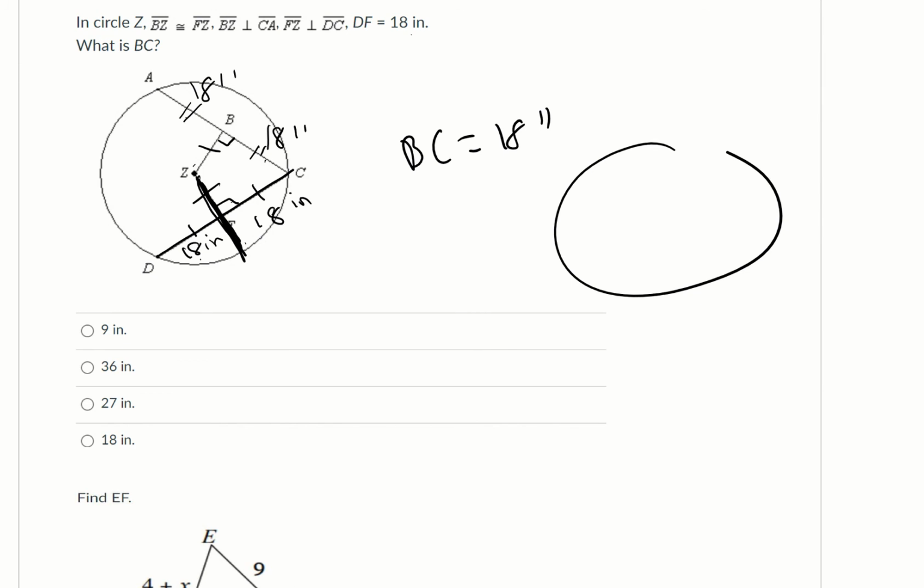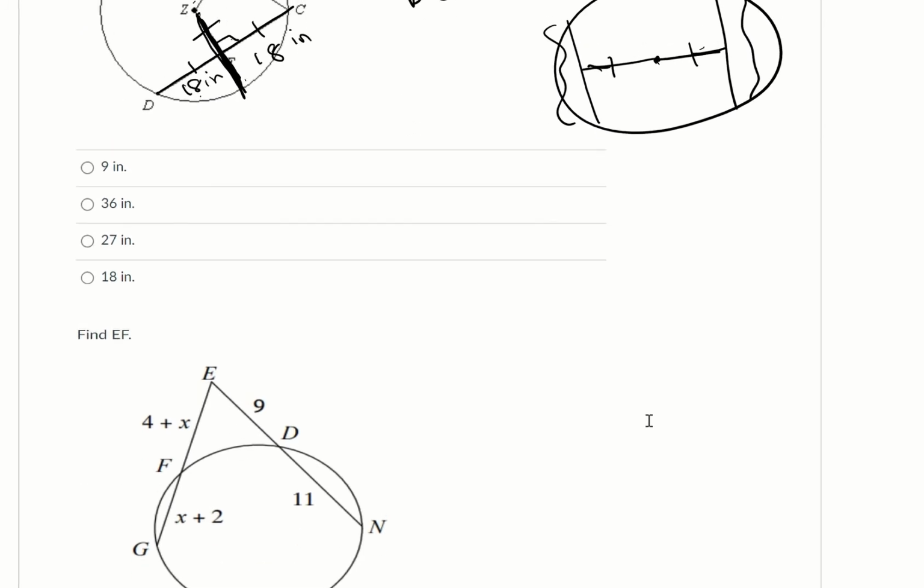And let me reiterate that again. If you have any two chords, and the distance from the center to each is the same, then that means the chords must be the same length. Okay, so these two are the same length because the distance from the center is the same. So this is really two theorems in one. All right. Okay, so we know that this is 18.